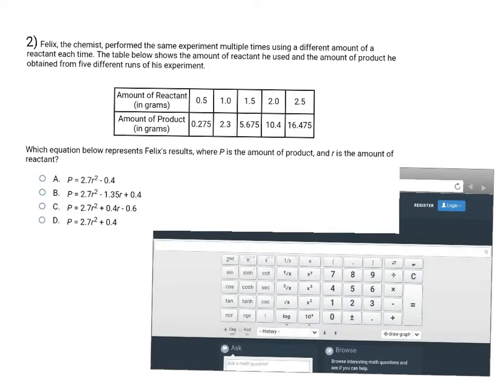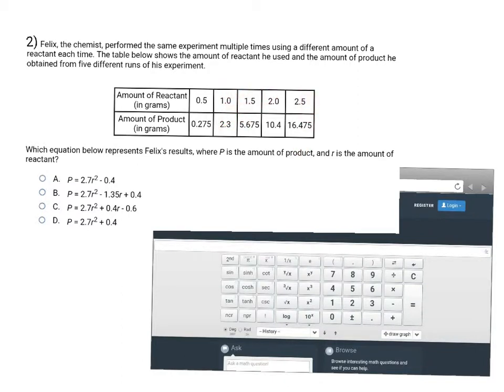This problem reads, Felix the chemist performed this same experiment multiple times using a different amount of reactant each time. The table shows the amount of reactant he used and the amount of product he obtained from 5 different runs of his experiment. Which equation below represents Felix's results, where P is the amount of product and R is the amount of reactant? So here's our table with the R numbers on top and the P numbers on the bottom. And so the easiest way to do this is to see which one of these, when I plug in 0.5 for R, gives me 0.275 for P. And then that equation holds true for each column here.